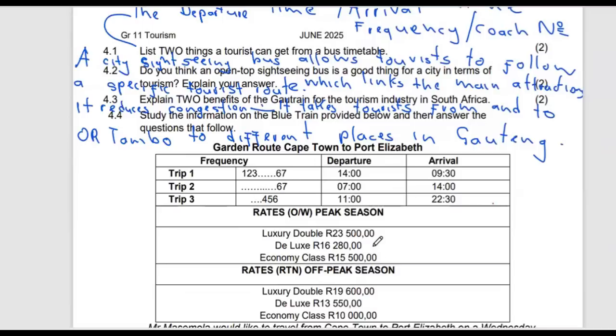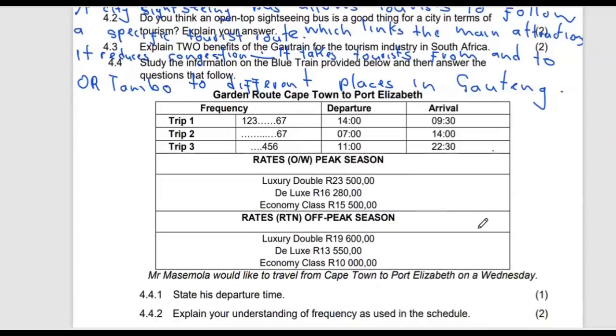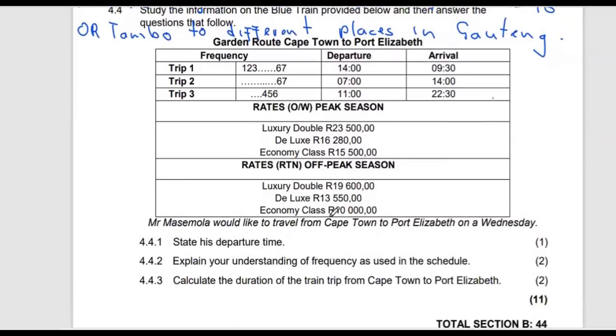Of the routes. So the routes peak season, luxury double 23,000, deluxe 16,000, economy class, that is 15,500. Rates of off-peak season, luxury double 19,000, deluxe 13,000, economy class 10,000. So Mr. Masemula would like to travel from Cape Town to Port Elizabeth on Wednesday.